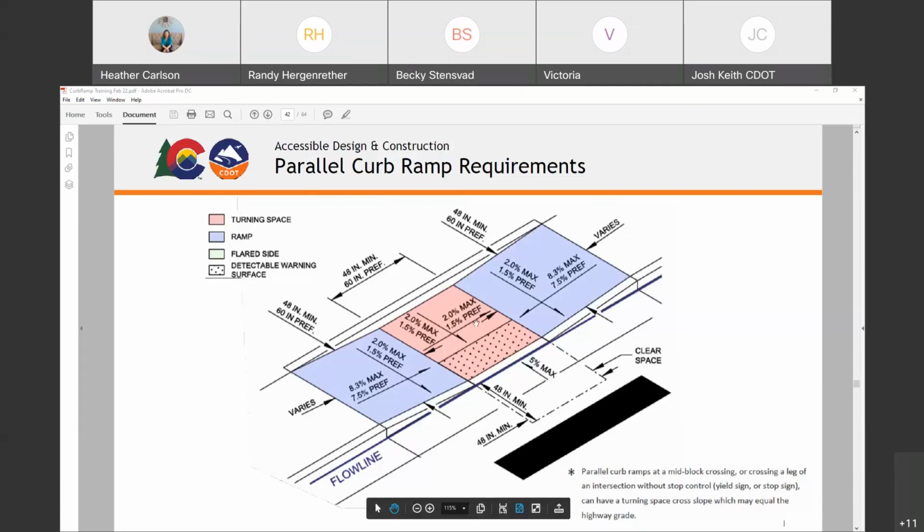Again, you've got the 8.3 to get down to the landing area. And again, 48 inches would be your minimum, but with something like this, a lot of times 60 is a preferred dimension for that. And then again, sometimes you might need that clear space once you enter the street there. Mid-block crossings are a little bit of a different thing too. And if you have yield or stop control, some of those things can affect the turning space, and the cross slope can equal the highway grade. If anybody wants to get into that, I'm more than happy to discuss it more.